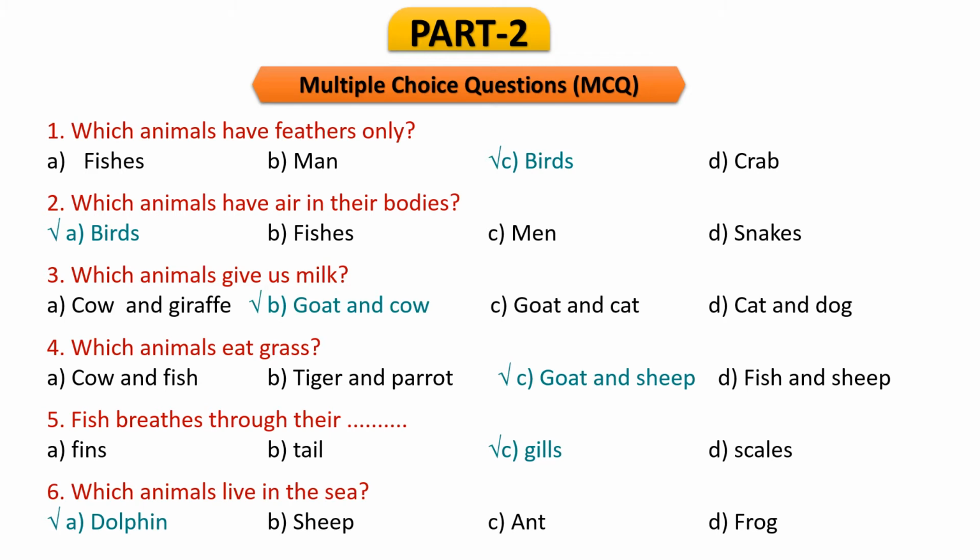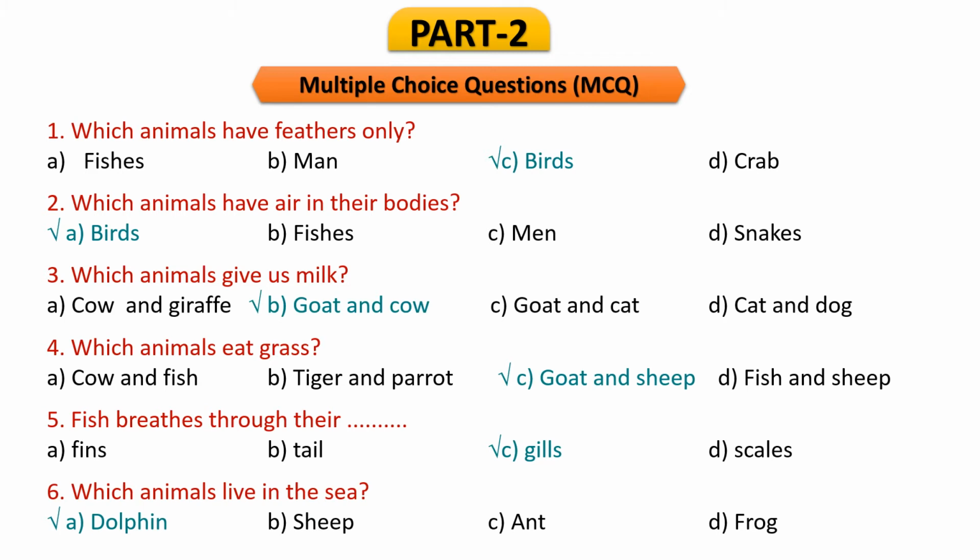Well, you can see in option A, the cow eats the grass, but fish do not. In option B, the tiger doesn't eat the grass, so they are not the appropriate answer. In option C, you can see that both the goat and the sheep eat the grass, so the answer will be option C.